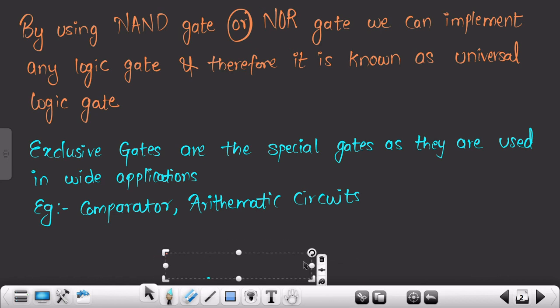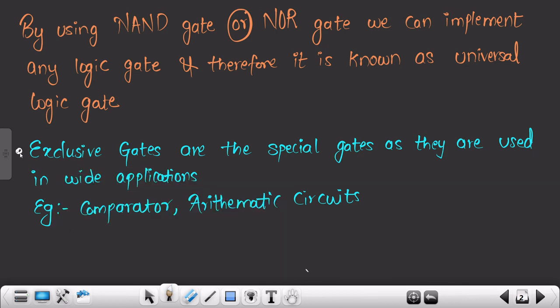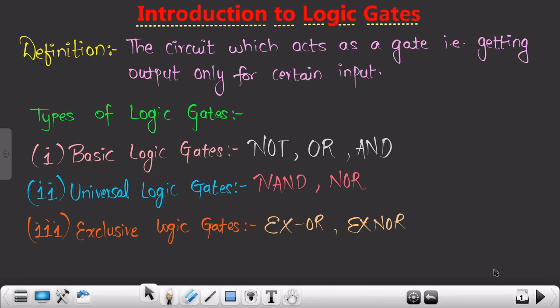So now I hope you understood why these special gates are known as exclusive gates, and why the NAND and NOR gates are known as universal logic gates. I hope you understood the basic definition and the types of logic gates that we are going to study.